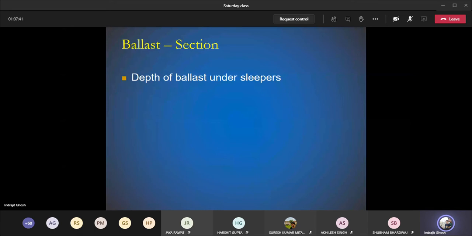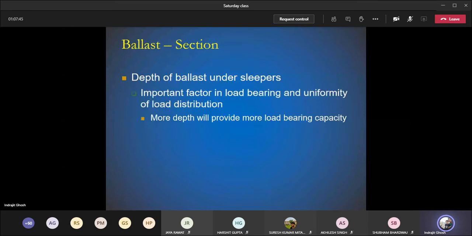Now, depth of ballast under sleeper. Why do we need to know that? Because load is being transmitted from the sleeper to the ballast. So it is one of the important factors in terms of load bearing as well as uniformity of the distribution of load. And we can understand that if we go for more depth, there is more bearing capacity. Okay, we can say that the track is really stable.